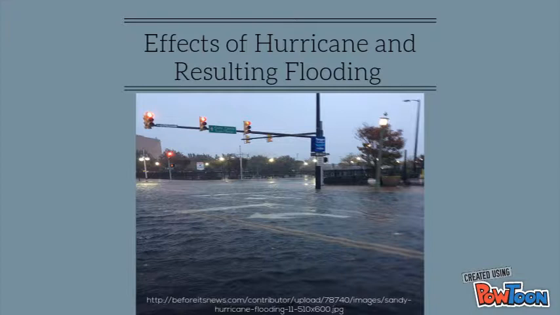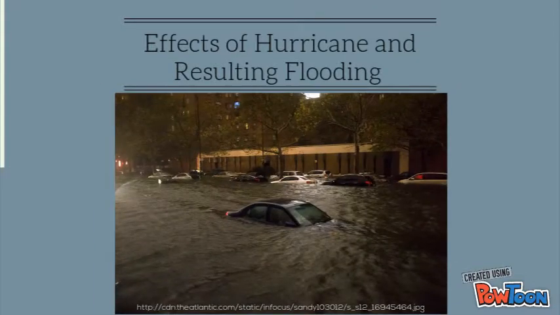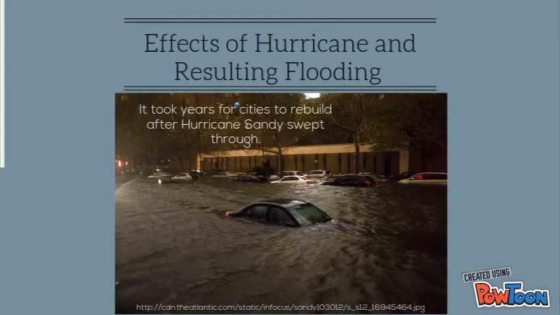106 people were killed, with most of the deaths being attributed to drowning. Overall, Hurricane Sandy's economic costs were $65 billion. It was a huge storm that changed the way the Northeast coast prepared for hurricanes and flooding.